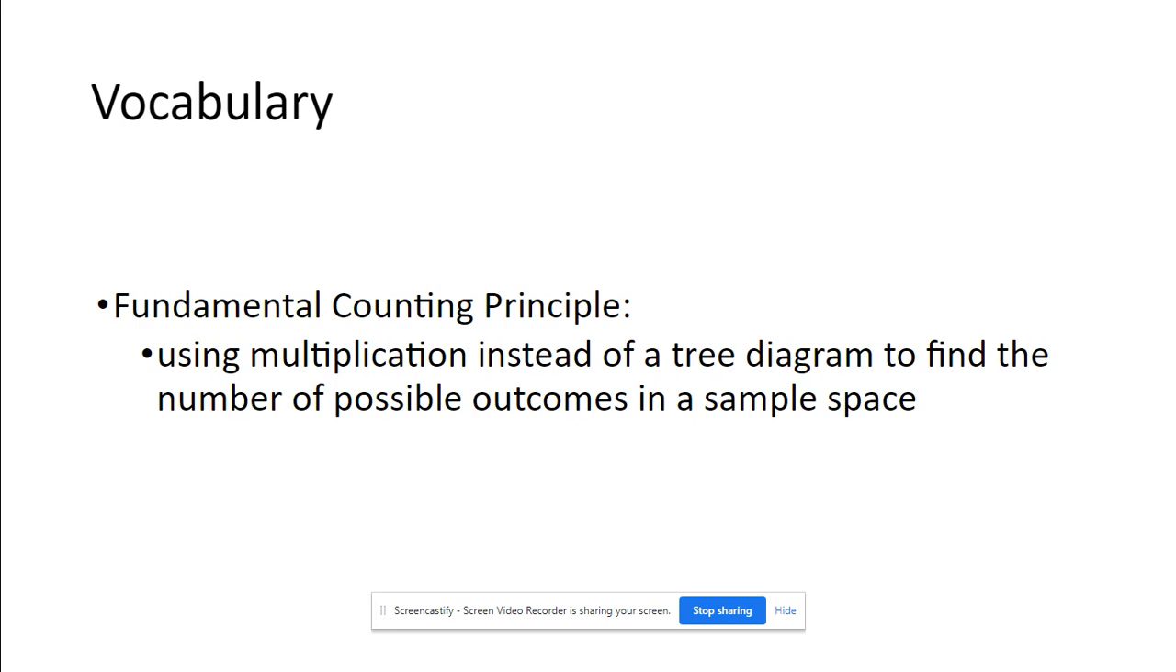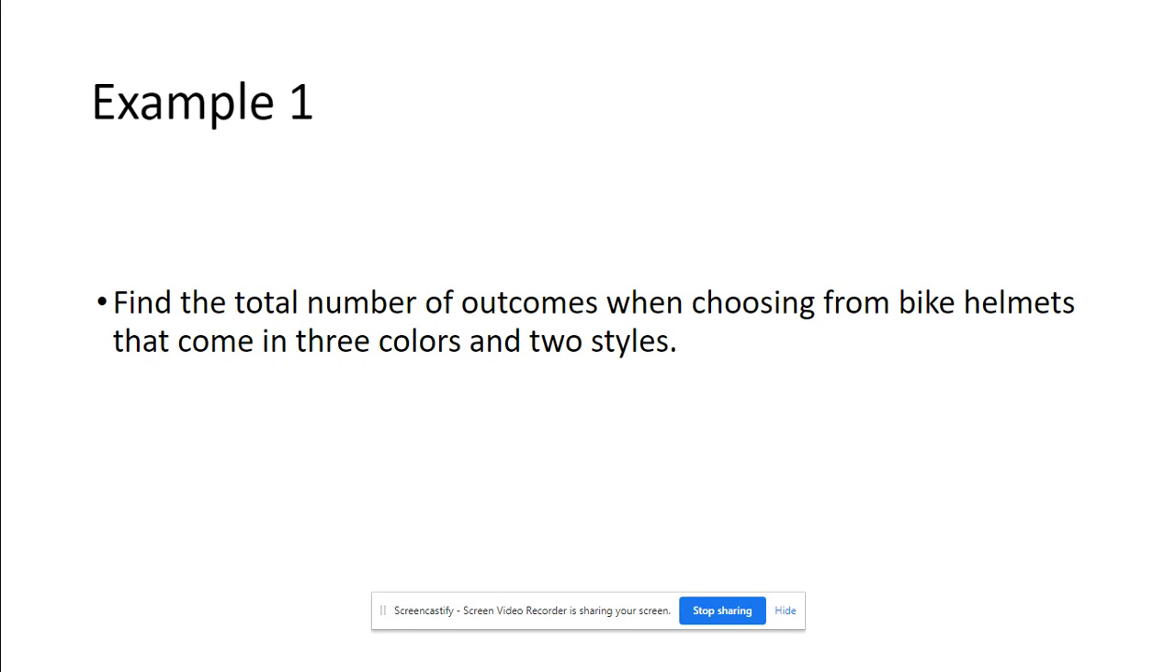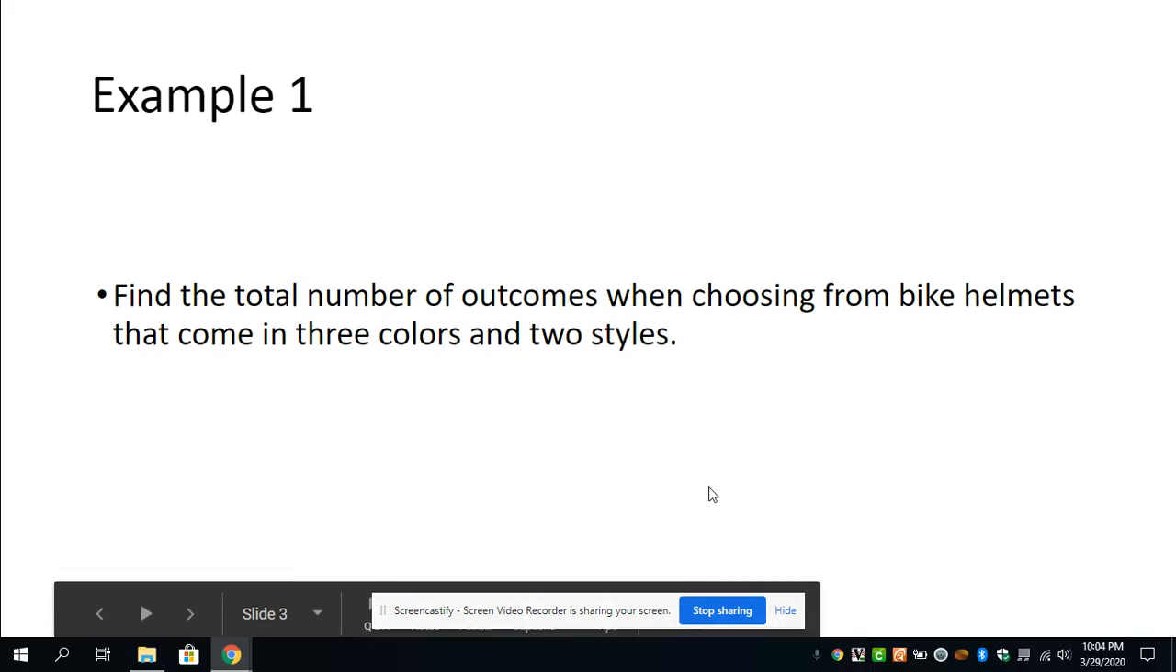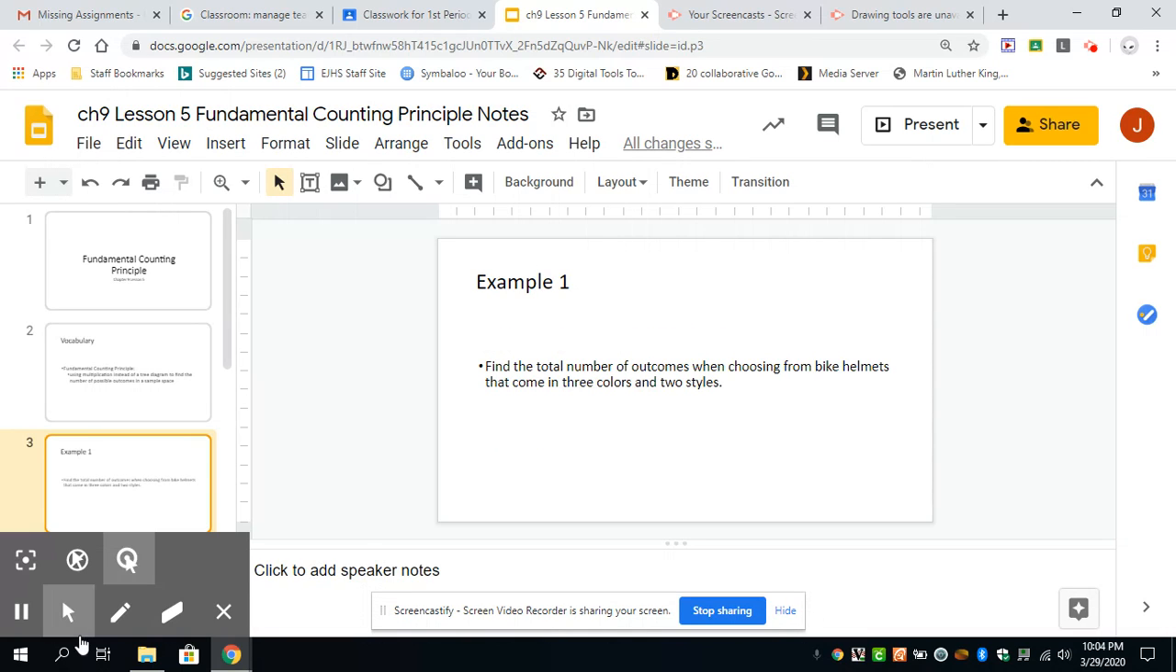But we will also use this to find probability as well. Looking at this first example, it says find the total number of outcomes when choosing from bike helmets that come in 3 colors and 2 styles. I'm going to exit out of this because I can't write while I'm doing that. So let's say we had 3 colors: green, red, and blue. And then 2 styles coming off of that.